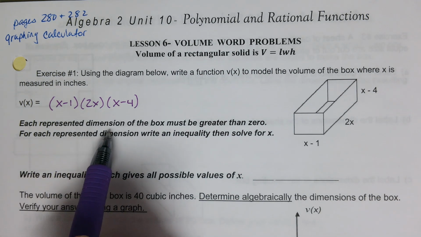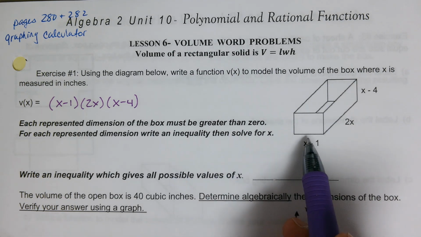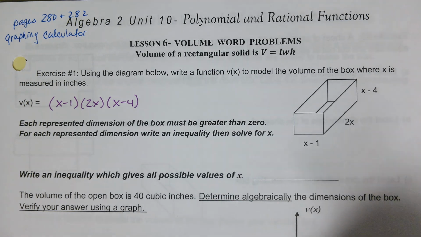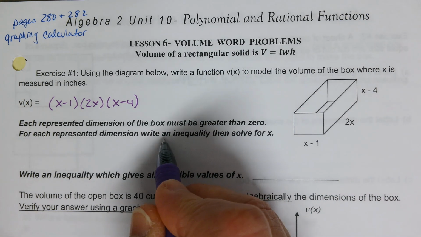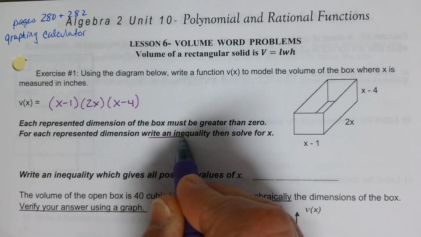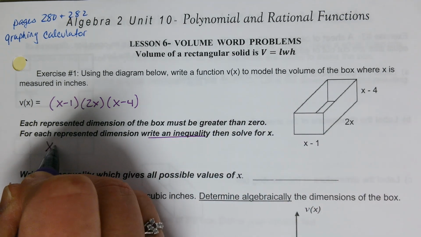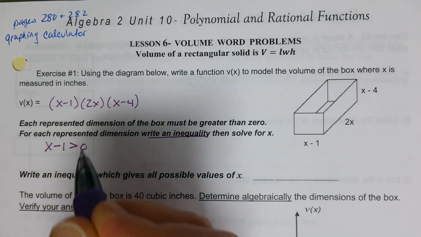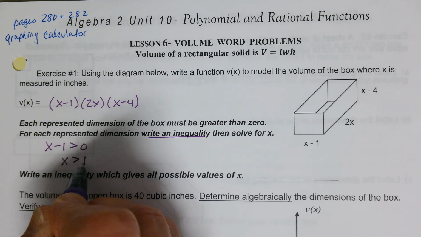Each represented dimension of the box must be greater than 0. Otherwise, if the length is 0, that's not possible. For each represented dimension, write an inequality, then solve for x. So for the length, x minus 1, we write the inequality x minus 1 must be greater than 0. We add 1 to both sides, x is greater than 1.